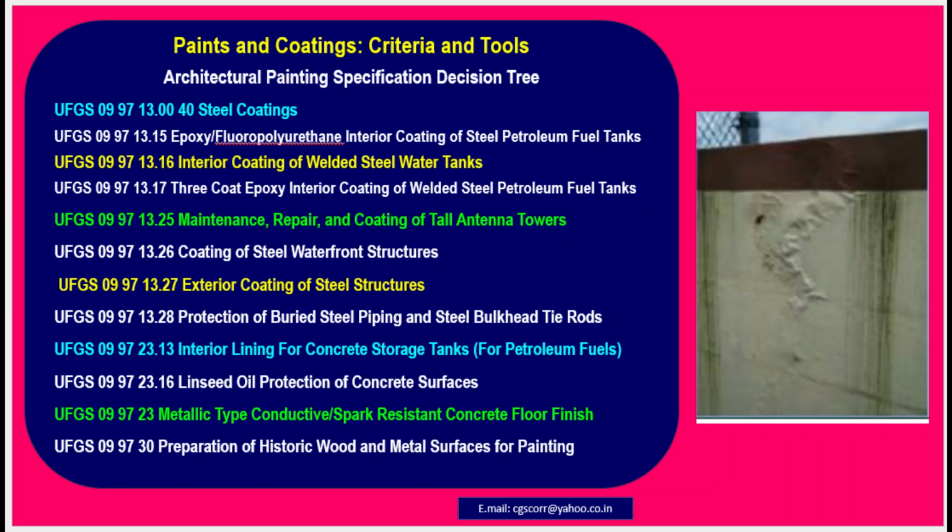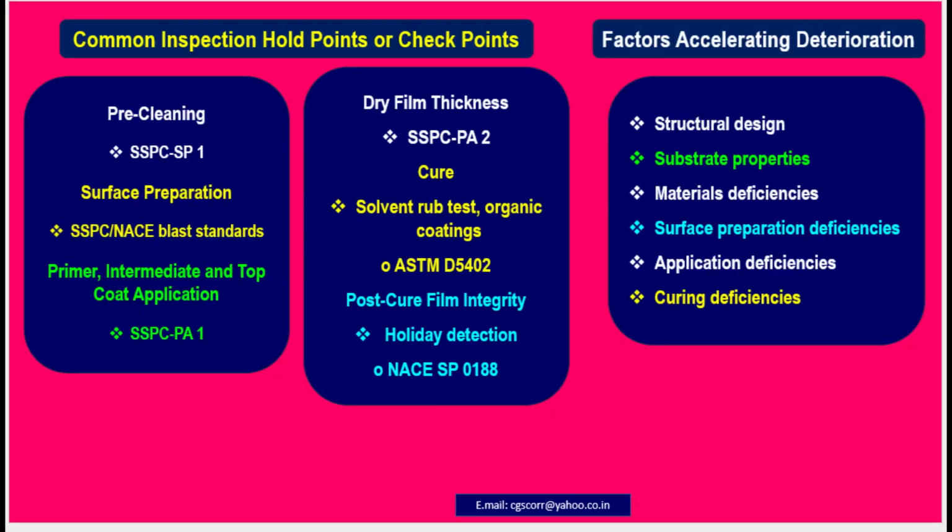further specifications for coating of steel waterfront structures, and specifications for exterior coating of steel structures, further specification for protection of buried steel piping and steel bulkhead tie rods, and specification for interior lining for concrete storage tanks, that is for petroleum fuels. Further specifications for linseed oil protection of concrete surfaces, and specification for metallic type conductive spark resistant concrete floor finish. Finally, specification for preparation of historic wood and metal surfaces for painting.